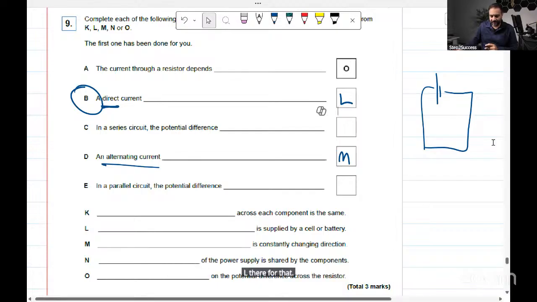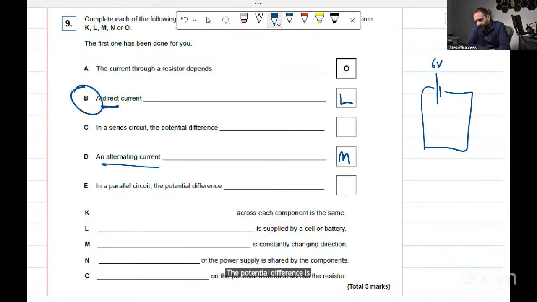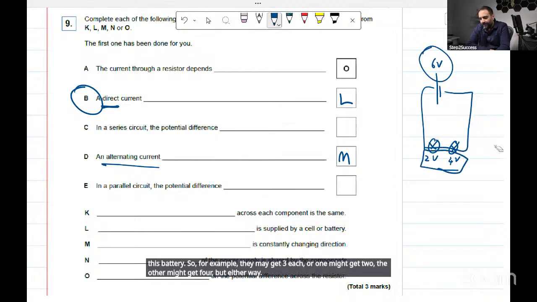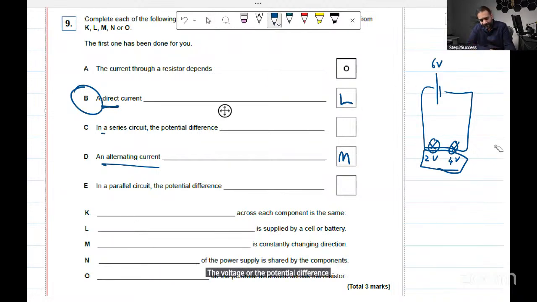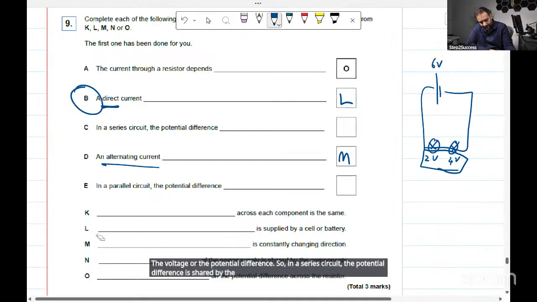And then in a series circuit, the potential difference, something. Okay, the potential difference is the voltage that comes from the battery. If I've got two bulbs in this circuit, what happens is that they share the voltage from this battery. So for example, they may get three each, or one might get two, the other might get four. But either way, they add up to this. So they're sharing the voltage, or the potential difference. So in a series circuit, the potential difference is shared by the components. So that would be that.